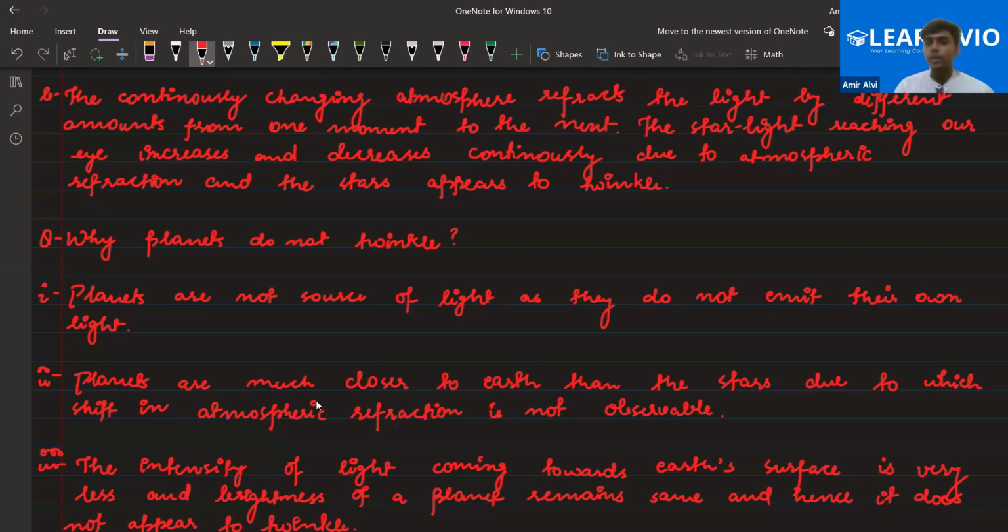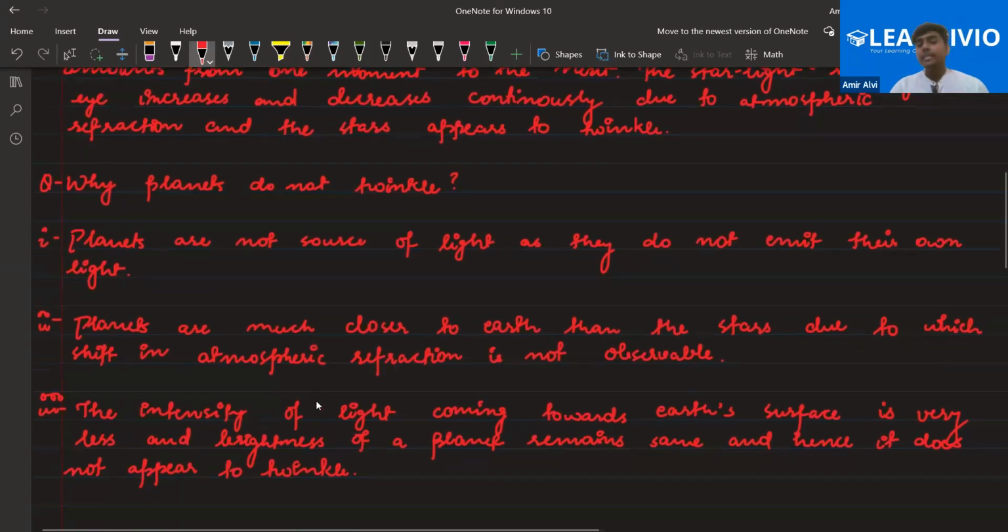Am I clear to all of you, Zainab, Mariam, Abdul, Junaid, and Aisha? Yes, sir. That's great. Next, the intensity of light coming towards Earth's surface is very less, because the planets basically only reflect the light rays. So the intensity is not that strong.